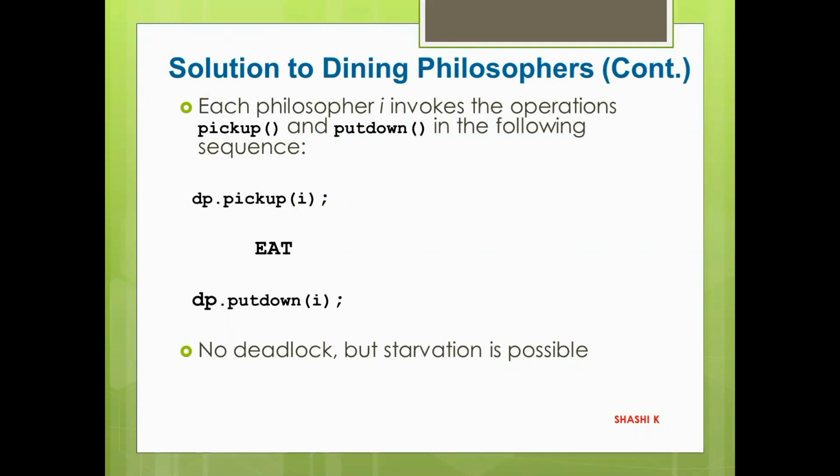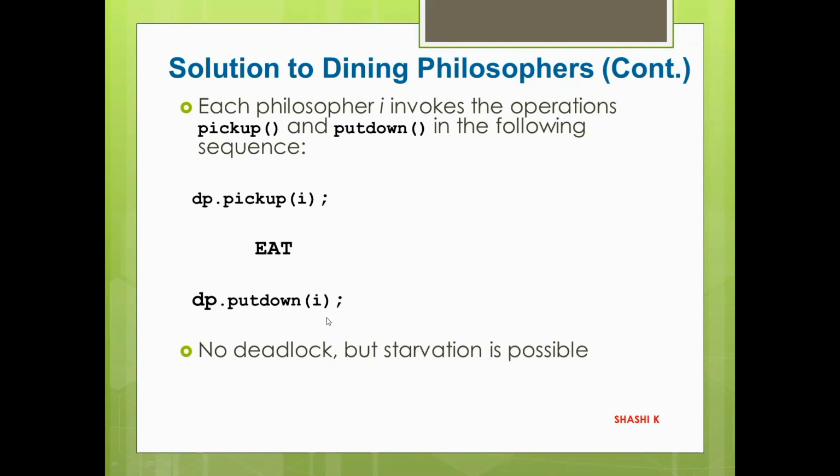And as I told you, one thing which you have to remember is, in the dining philosopher solution using monitors, we have 3 procedures: pickup, putdown, and test, and it will actually execute in this sequence. First he will execute pickup of i. In pickup he will call the test procedure, and then he will eat, and then he will execute putdown of i.